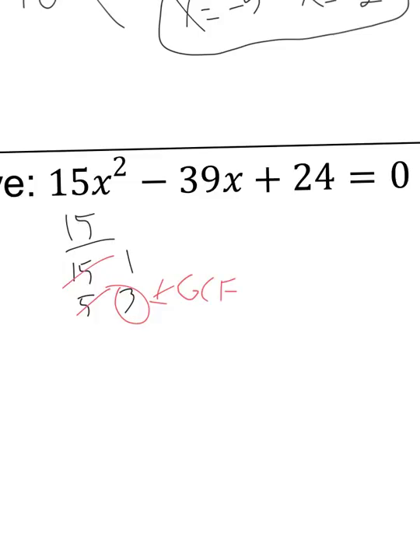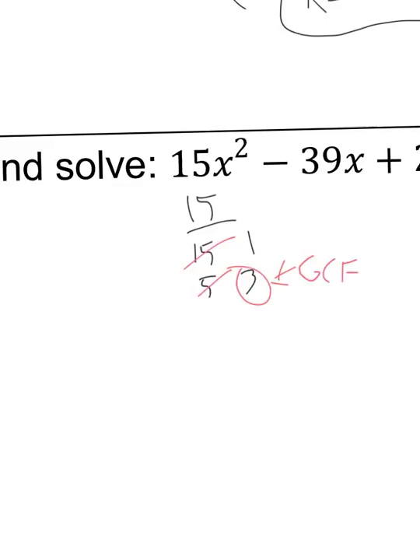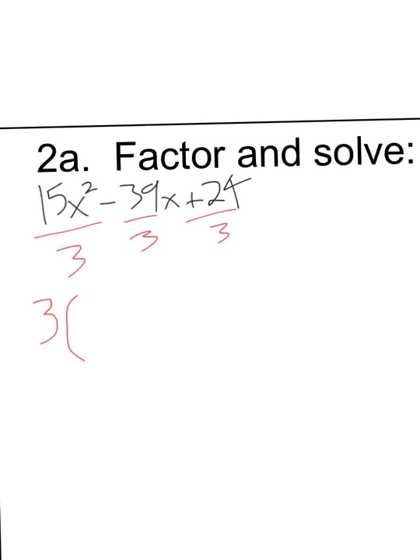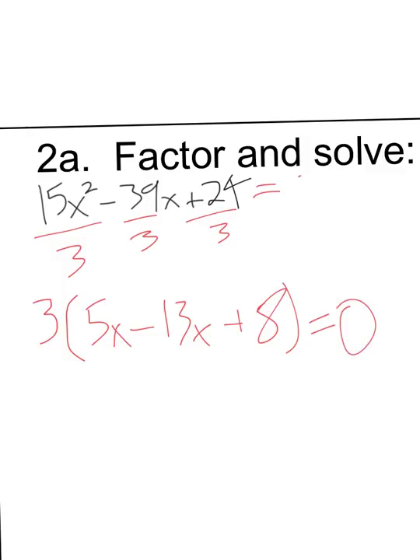So, since 3 is our greatest common factor, I'm going to divide everything by 3. So let's write it out again right here. Dividing everything by 3, you're going to put your 3 on the outside. Anytime you factor something out, it goes on the outside. So 15x squared divided by 3 is 5x squared, minus 39 over 3 is 13, so 13x, and then 24 over 3 is 8. Alright, and don't forget the equals 0, which I did up there.